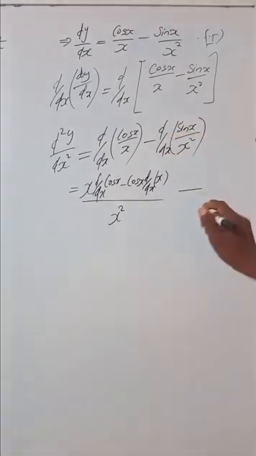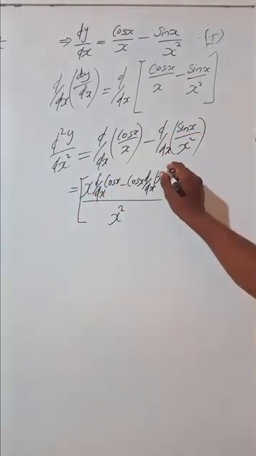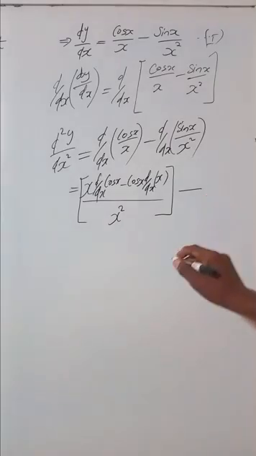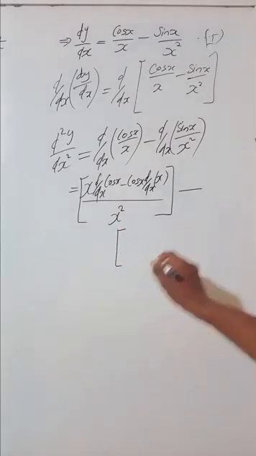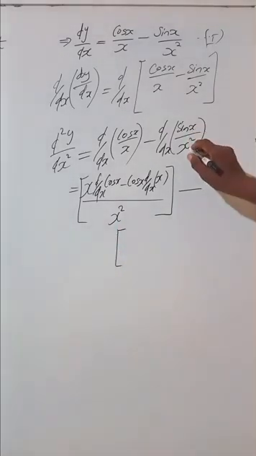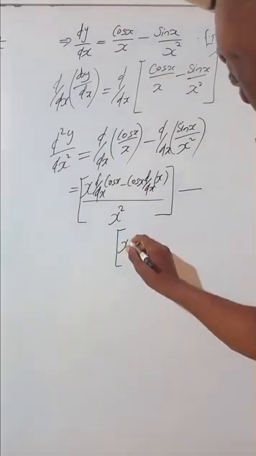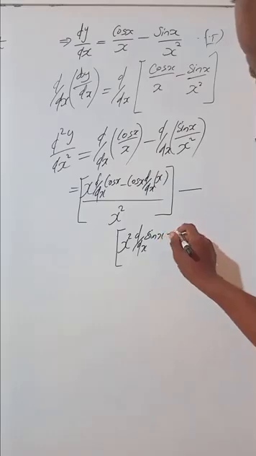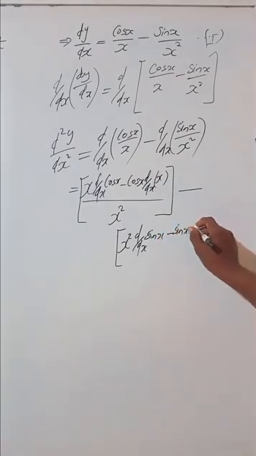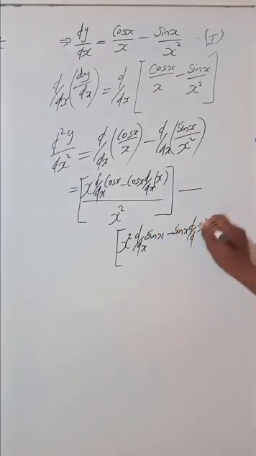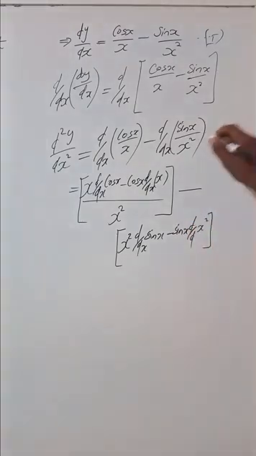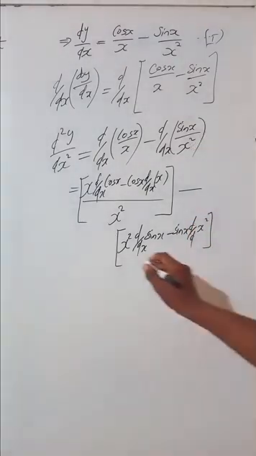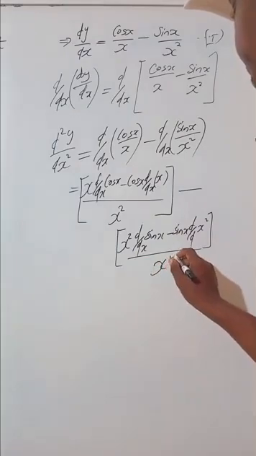Now let's take the derivative of this one. We use the square bracket to distinguish them. So minus, let's have the second bracket after the minus. This time around our v is x squared, so we write x squared, we differentiate sine with respect to x, then minus sine x times the derivative with respect to x of x squared, then we take the square of the denominator, which is x squared. When you square it, we get x to the power 4.